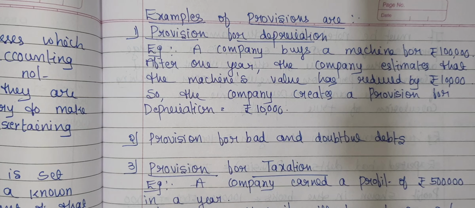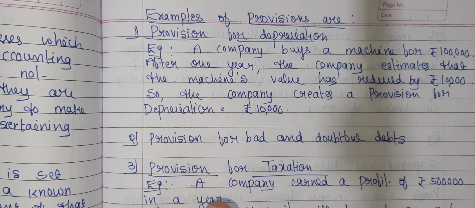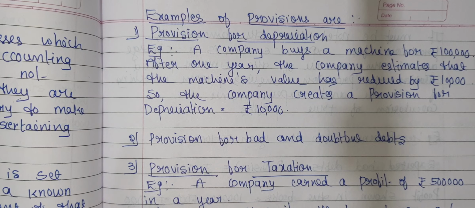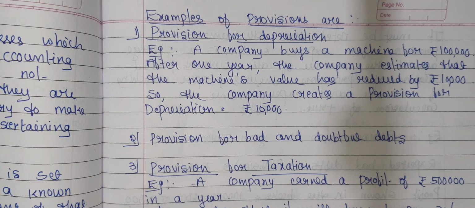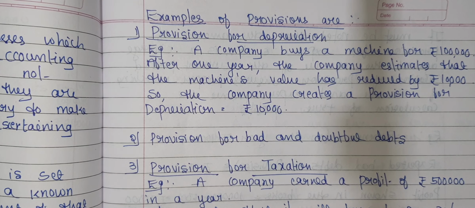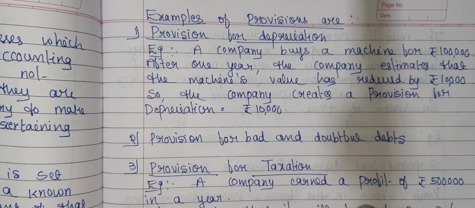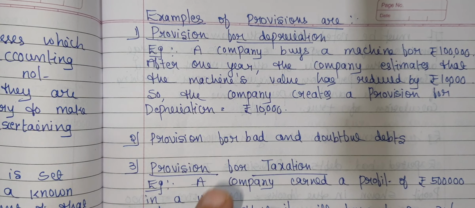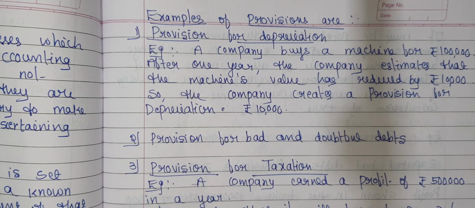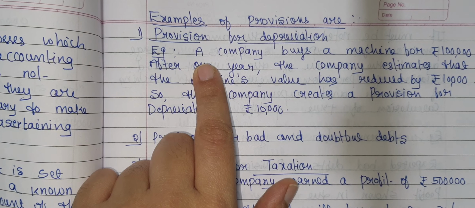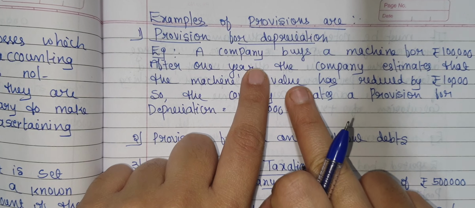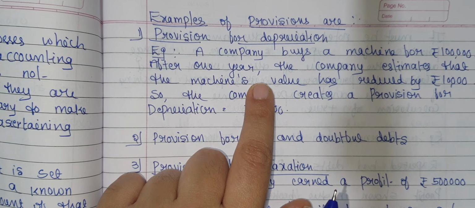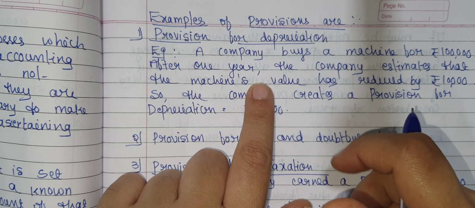Right? So this fall in value is called depreciation. Now instead of waiting till the asset completely wears out, what the business will do is set aside some money every year to cover that loss in value. So that money kept aside is called provision for depreciation. Clear? For example, see here, a company buys a machine for rupees 1 lakh. Means this is a fixed asset, right?